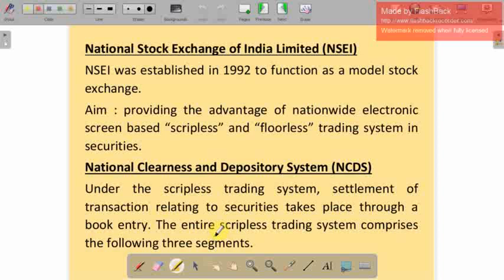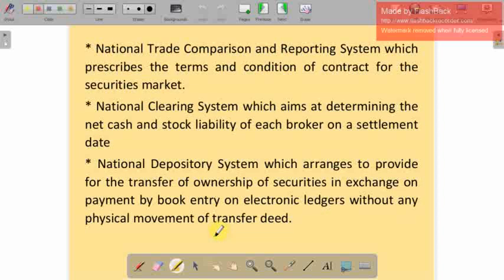Under the scripless trading system, the settlement of transactions relating to securities takes place through a book entry. They give three segments. The first one, National Trade Comparison and Reporting System, which prescribes the terms and conditions for the security market. The second one, National Clearing System, which aims at determining the net cash and stock liability of each broker on a settlement date, so everything happens on a particular date. And the third one, National Depository System, which arranges the transfer of ownership of securities.